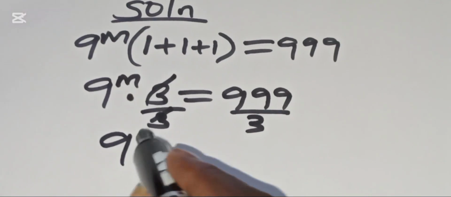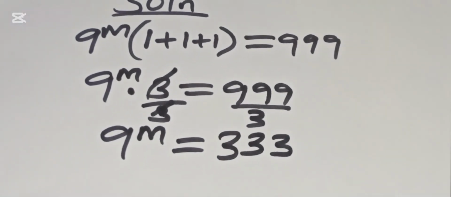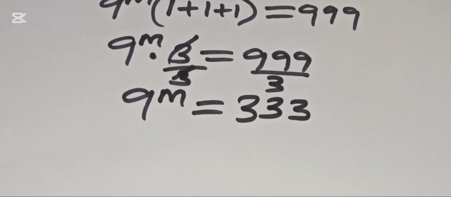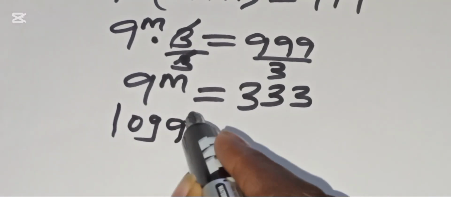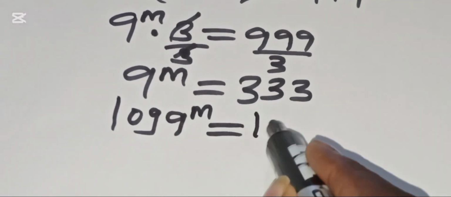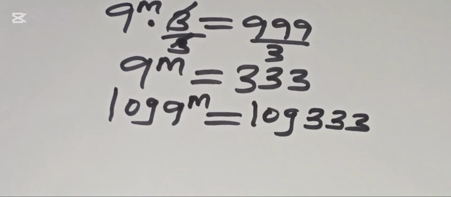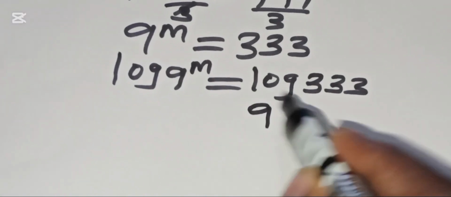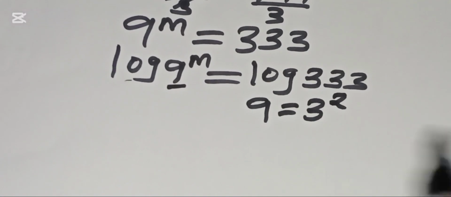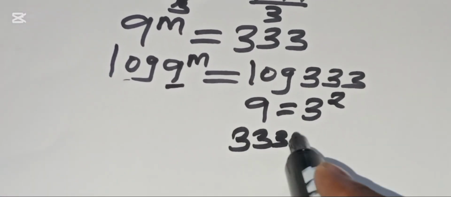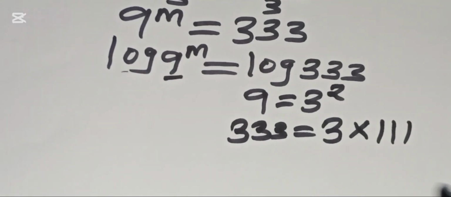so that we have 9 raised to power m equal to 333. Now, to solve for the value of m, we introduce the natural logarithm, so that we have log 9 raised to power m equal to log 333. Now 9 can be expressed as 3 raised to power 2, and 333 can be expressed as 3 multiplied by 111. Let's substitute this.